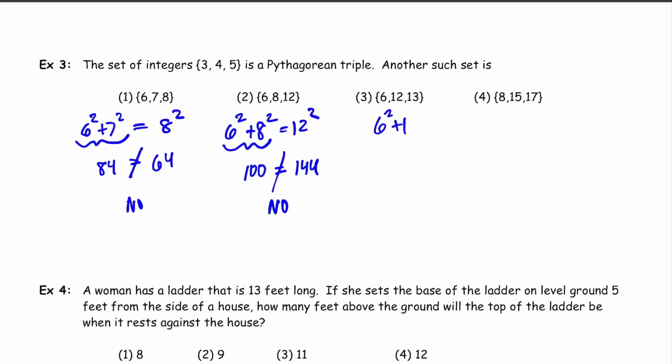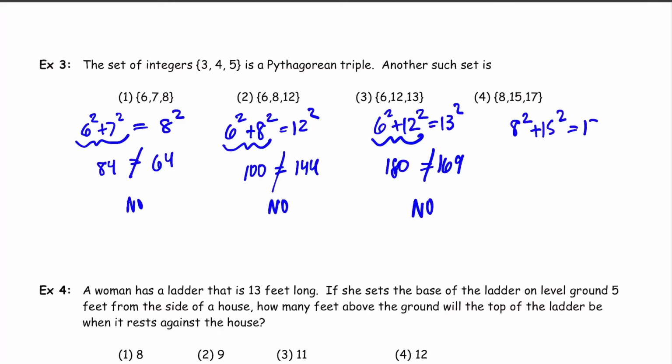6 squared plus 12 squared equals 13 squared. Put 6 squared plus 12 squared into the calculator. I got 180. 13 squared is 169. Of course not. Now you know that's going to be choice 4. Let's just show it. 8 squared plus 15 squared equals 17 squared. If you put this into the calculator, you get 289. And you put 17 squared into the calculator, you also get 289. So yes, it's this one right here. Choice 4. Of course, it's the last one.